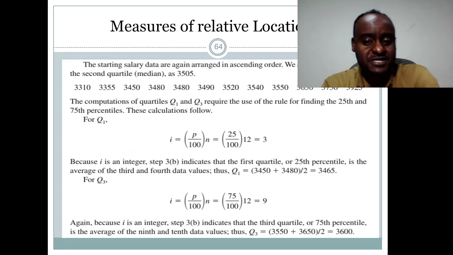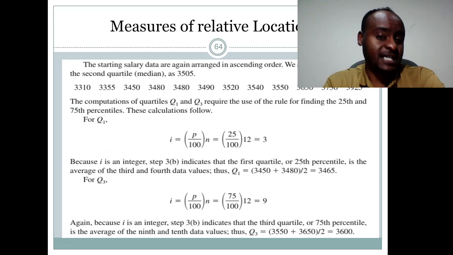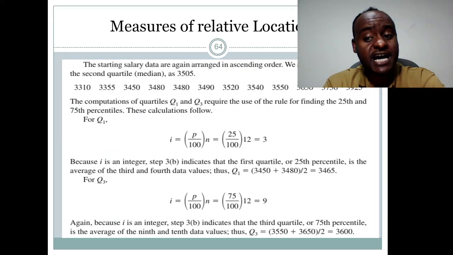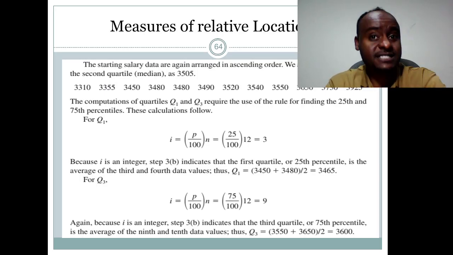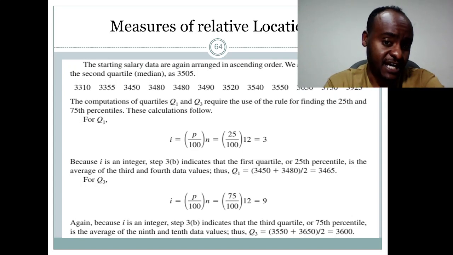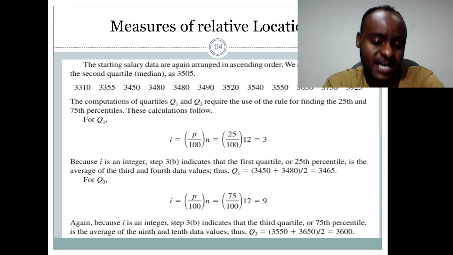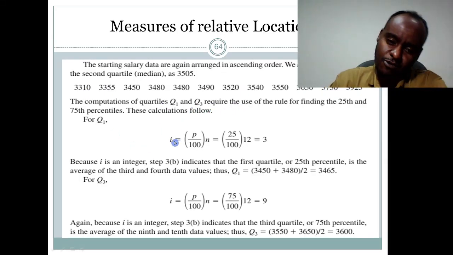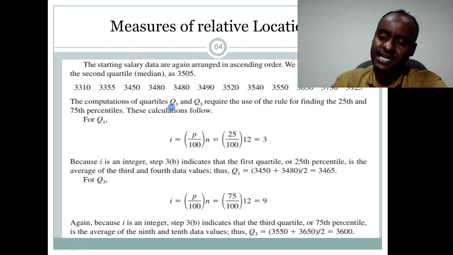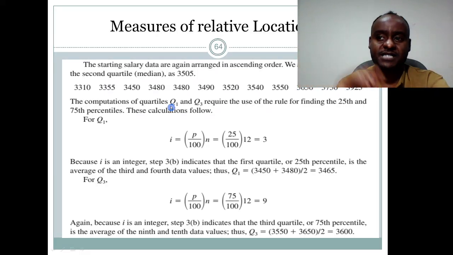So let's see the example. The starting salaries data are again arranged in ascending order. We already identified Q2, which is the 50th percentile, the second quartile, the median, which is 3,505. Now let's go for Q1 and Q3. Q1, the first quartile, means the 25th percentile.